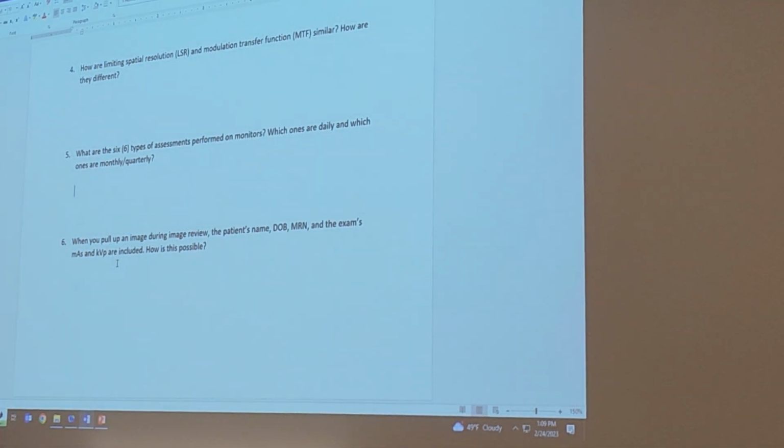Reflection, monthly or quarterly. Good, reflection is monthly or quarterly. Would you happen to remember which test pattern you can use to test for that? That's going to be the AD, all dark, very good. Alright, Reagan, what is another assessment?